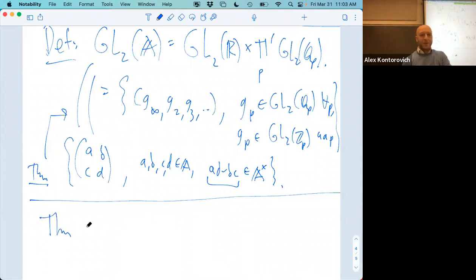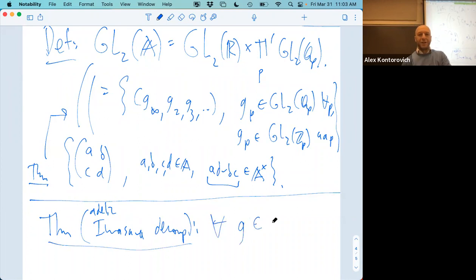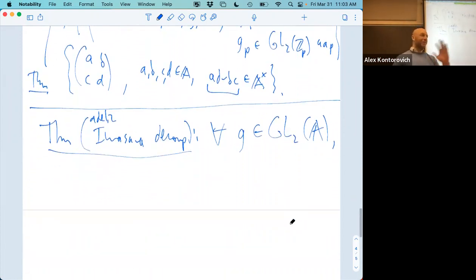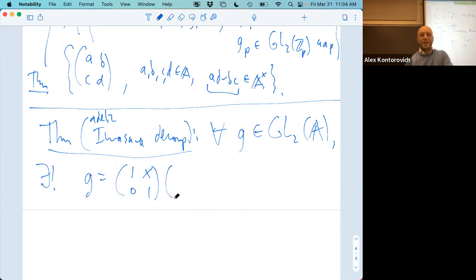And let's get the Iwasawa decomposition. The adelic Iwasawa decomposition for all g in GL2 of the adeles. Hopefully you see this has nothing to do with two. These are general theorems that I'm proving for GL2 for simplicity. There exists a unique decomposition of g as... So I will immediately start using this version to describe these matrices, even though the original definition was over there. You see how this starts going. How do I want to say this?